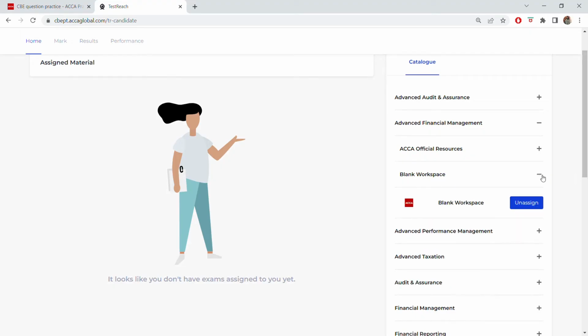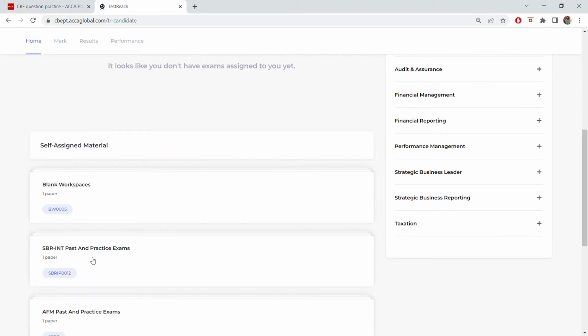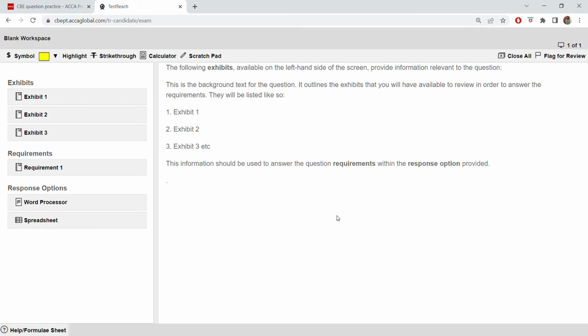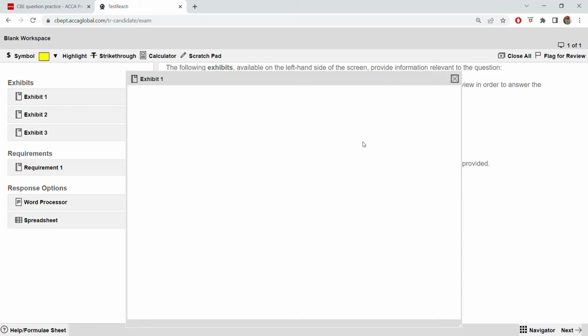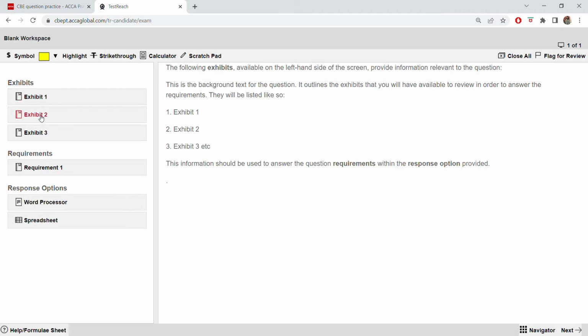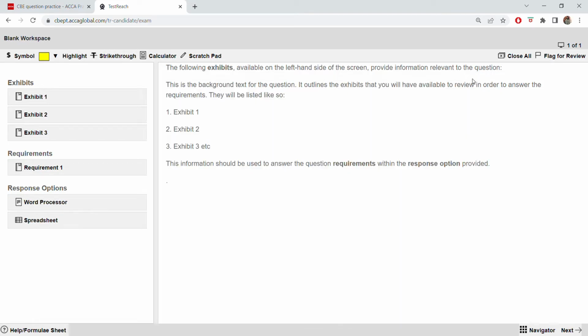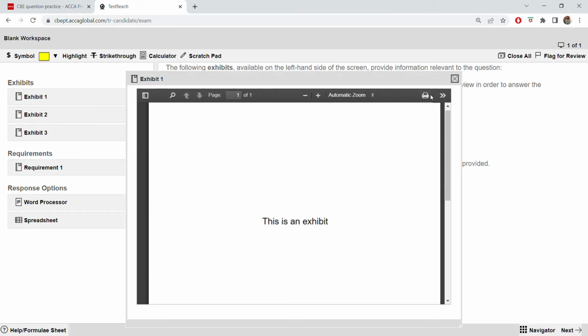So you click here on the blank workspace, and since I've assigned it already, it will come like this. You need to assign. Once you assigned, it will come here on your left hand side, blank workspace. Click there and you can resume if you have already done things before. Okay, so here you see there is nothing because this is blank, but this is how your AFM will look like. If you see, you will be given exhibit 1, information will be here. You can scroll like this.